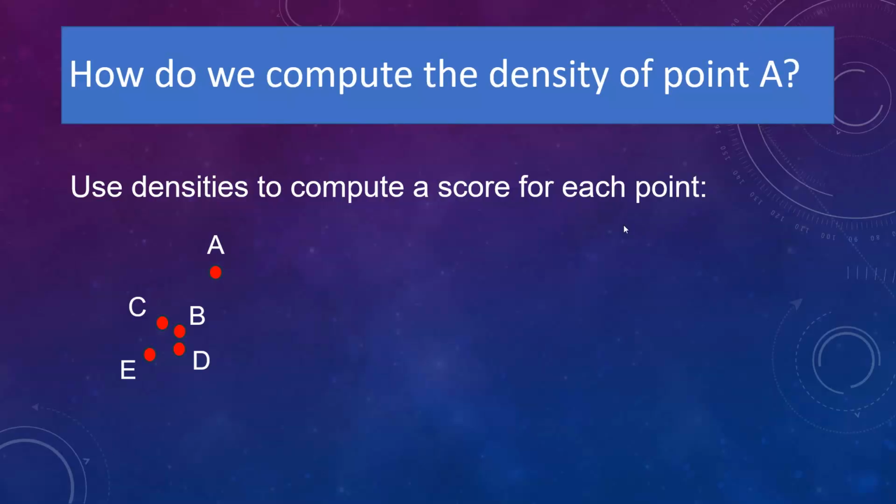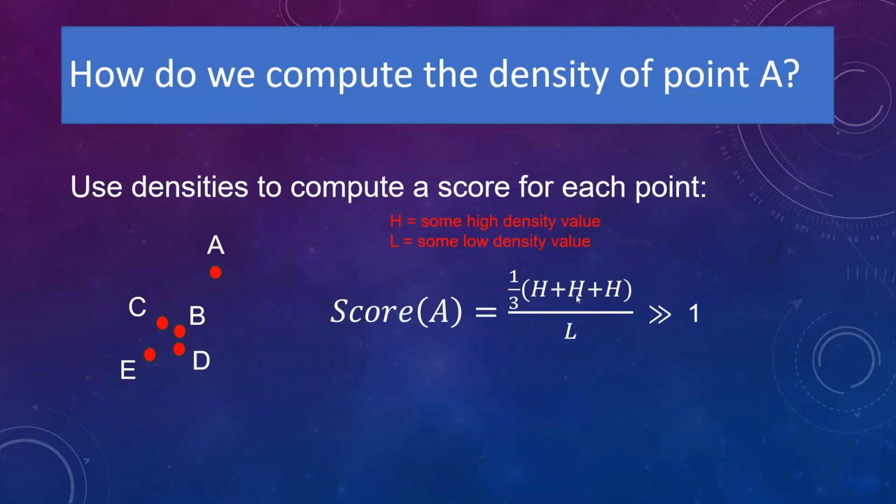So let's go through a simple example of how we would compute the density for point A in this particular example. Instead of using numerical values, let's use H for high density and L for low density. Okay? Then the score for A would be 1/3 of high, high, high for B, C, D, they're the nearest neighbors, divided by the density of A, which is low. So if you have 3 high values and you divide it by 3, you get H. H over L, high over low, is going to be much greater than 1. And if it's much greater than 1, that high score implies an outlier.